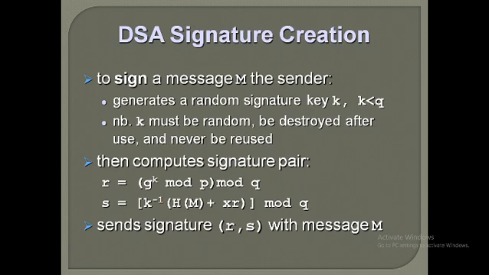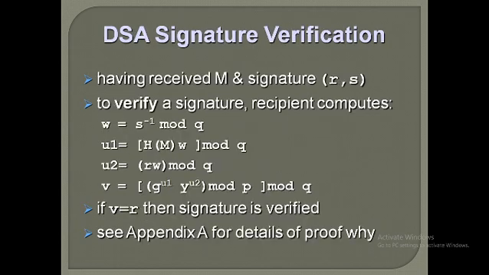And to sign the message, a random signature key K is selected, where K is less than Q, and K must be random, be destroyed after use, and never be reused. So for each message, it has to be generated, and then we compute the signature pair R and S. R is equal to (G power K mod P) mod Q, and S is going to be K inverse (H of M plus XR) mod Q. And it sends the signature R, S with the message. So the signature is nothing but the R and S components.